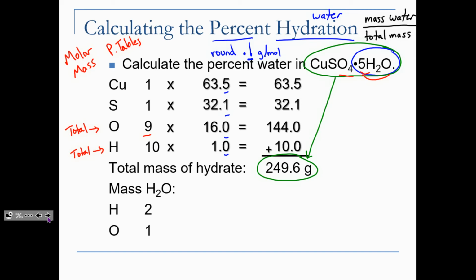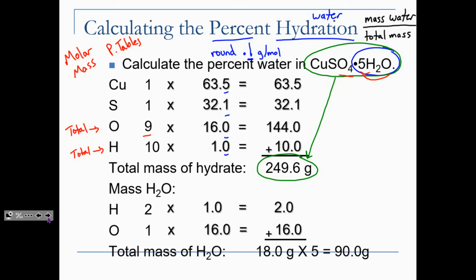So here I'm just looking for the waters. So the molar mass of water is 18. And you'll notice that I'm multiplying it by 5 down here because I have 5 water molecules, which gives me 90 grams.